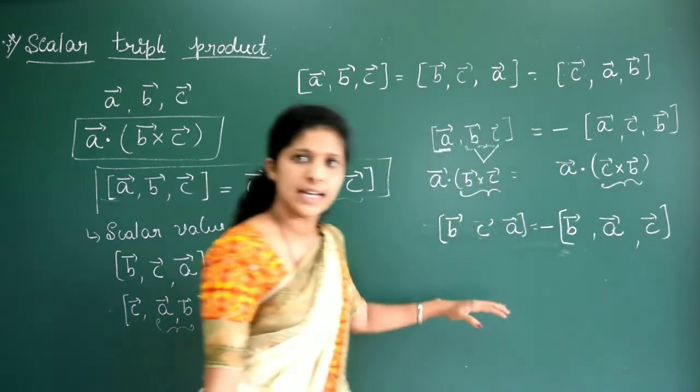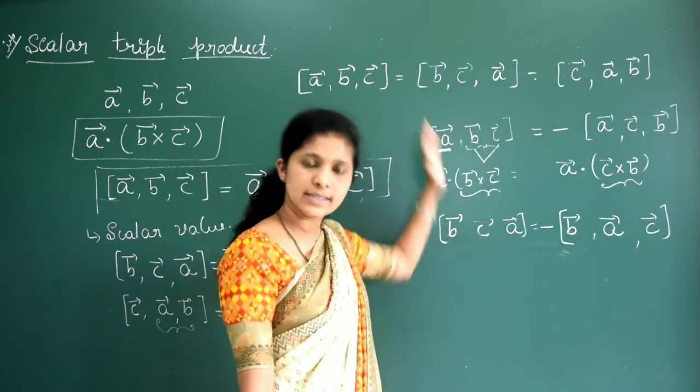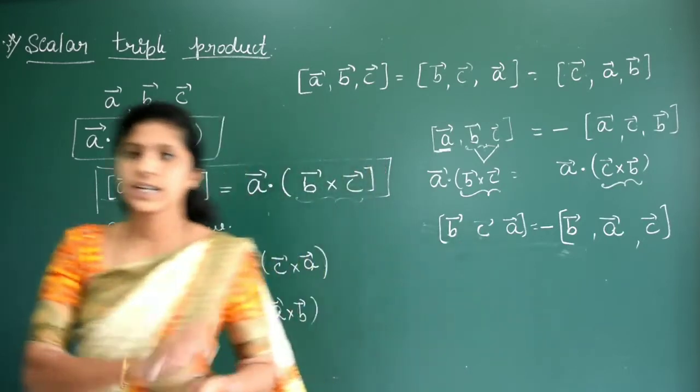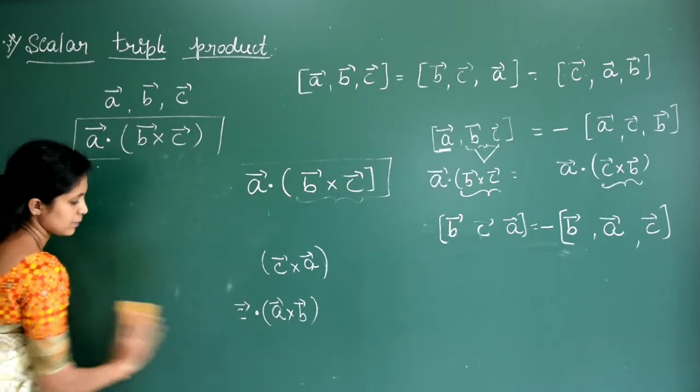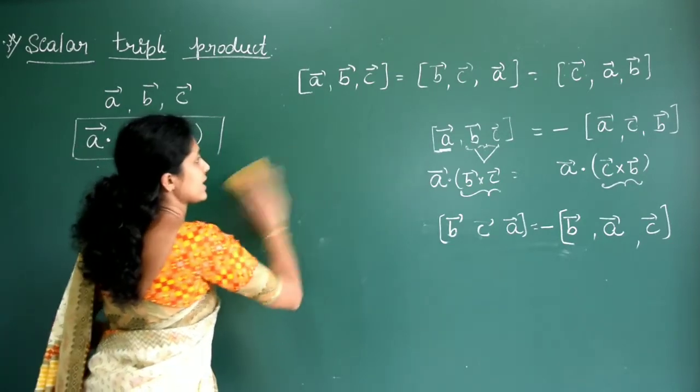Comma is there. Is it clear? This is about the scalar triple product. And one more thing, to find the scalar triple product, we can prove this. Actually proof is not necessary, so I tell you directly.